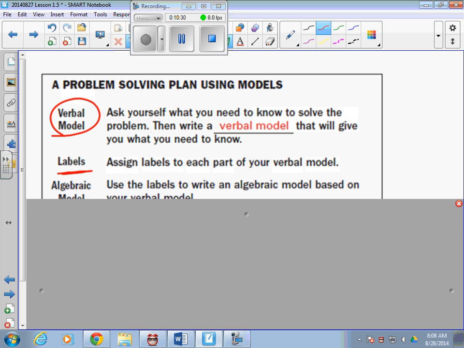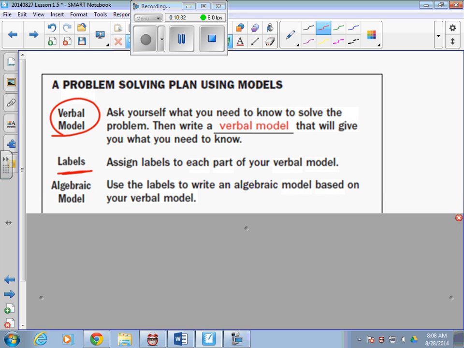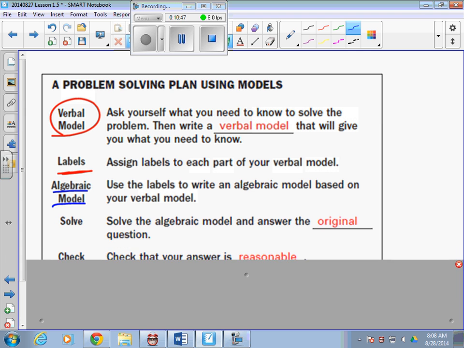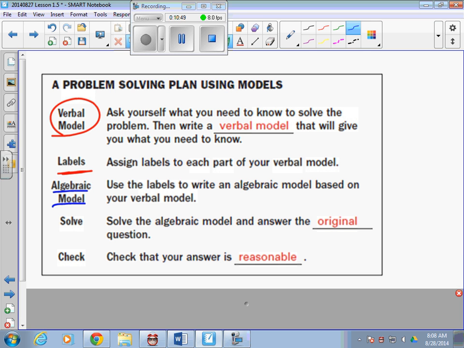Then the next one is to write the algebraic model. Take the verbal model, and instead of having a bunch of words now, or even abbreviations, just make variables and put your pluses, your minuses, your divisions and your multiplications in. Okay? And then the last step is to go ahead and solve it, and then, well, I should say the last step is to check it after you solve it. So model and answer the original question, and then check to see if it's reasonable.